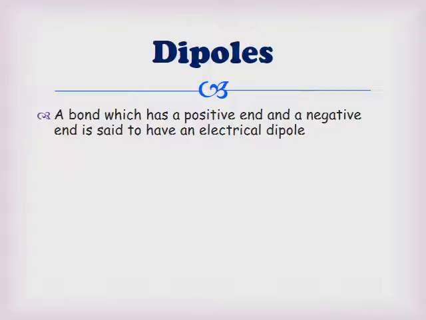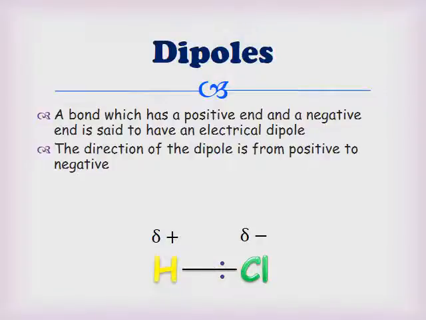So in terms of dipoles, what is a dipole? A dipole, because a bond has a positive end and a negative end, it's said to have an electrical dipole. Okay, di means two, and pole means you've got a positive and negative charge at each end. So for example, with the hydrochloric acid, you've got a dipole with a positive hydrogen end and a negative chlorine end. And the direction of the dipole is from positive to negative because that's the direction the electrons are moving. There we go, there's the arrow.